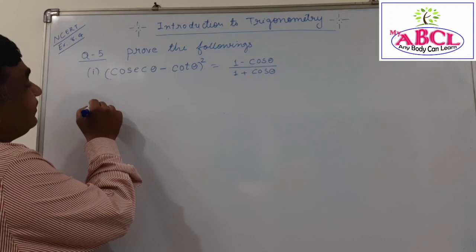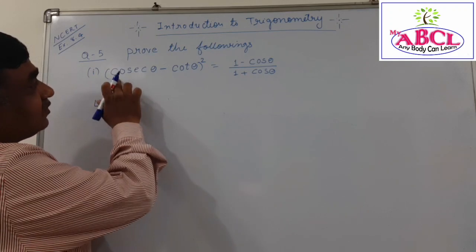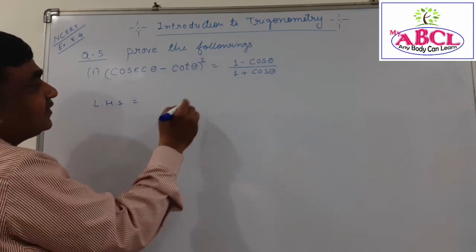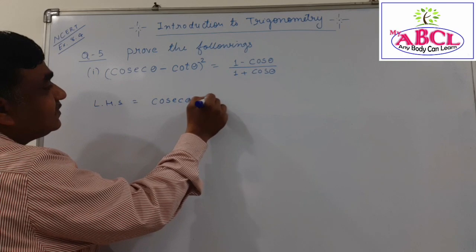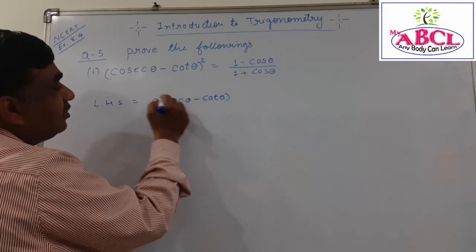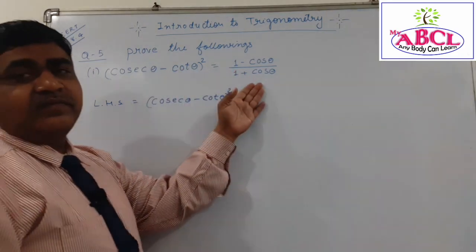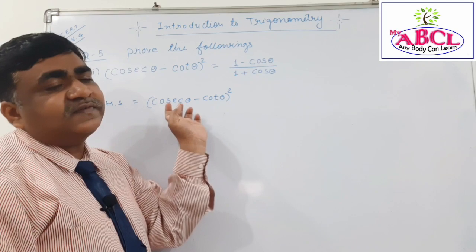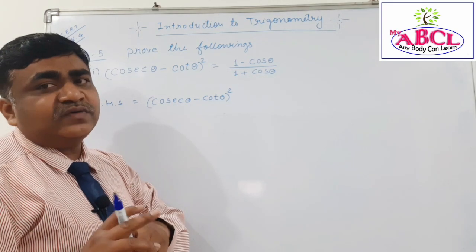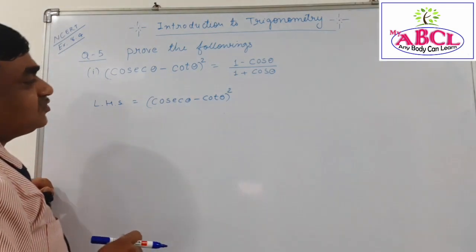Let's take the left hand side. Here my left hand side is (cosec theta minus cot theta) whole square. So I am going to write it as (cosec theta minus cot theta) whole square. I need to prove it as (1 minus cos theta) upon (1 plus cos theta). So I need to convert the function into cos. Let's try to convert this into sin and cos, so we may reach our destination.